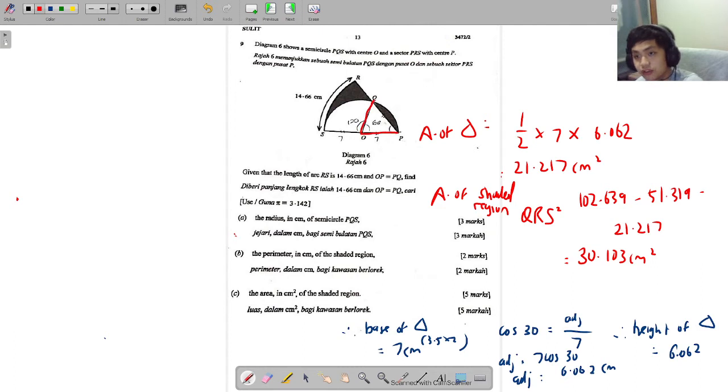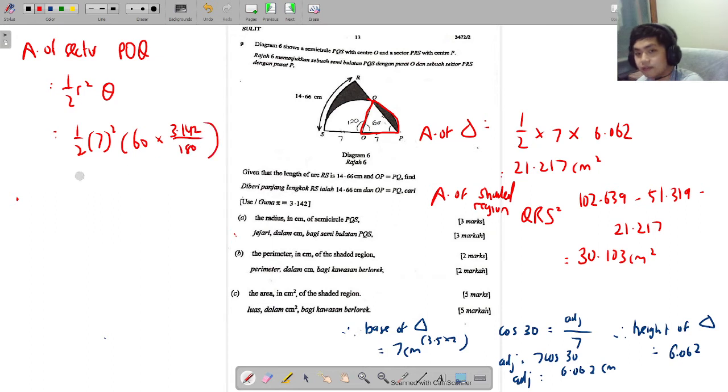So we already found the area of the triangle earlier, so we just need to take the sector minus the triangle. So the area of sector POQ is half r square theta. So it's half 7 square 60 degrees times 3.142 over 180. So it's 60 times 3.142 divided by 180. So it's 25.660 cm square. So the area of the triangle is 21.217.